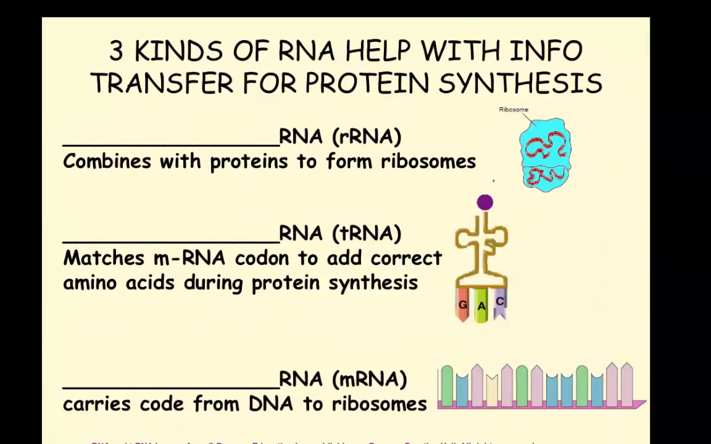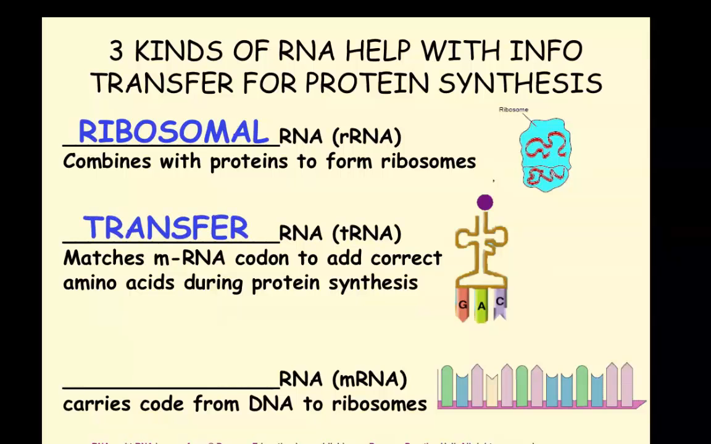There are 3 different types of RNA that you want to basically know. And what makes it really easy is that the name of the RNA basically tells us what it does. The first one we talk about is rRNA, or ribosomal RNA. That basically makes up our ribosomes, so it combines with proteins to do that. The next one we have is tRNA, or transfer RNA. This basically transfers amino acids to the mRNA codon during protein synthesis. If you remember, amino acids are the monomers that make up the proteins.